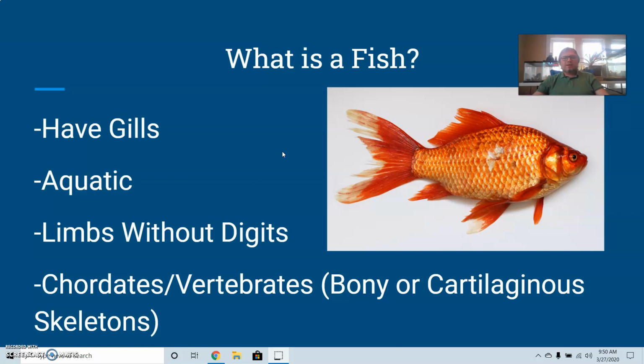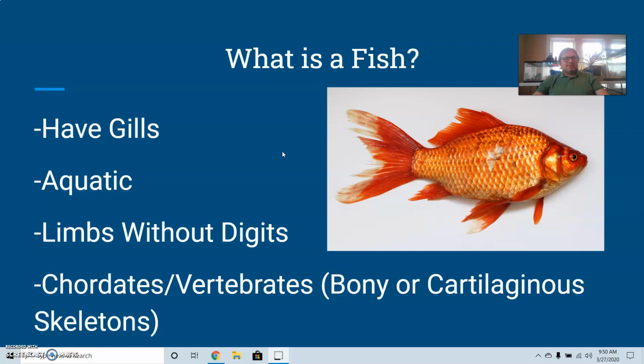Fish are also aquatic, so they live most of their lives in water. And I say most because there are a few that can crawl onto the land for very short periods of time. But most of them still have to retreat back to the water or to a wet environment pretty soon thereafter. So think about where you usually find fish: usually inside of water.